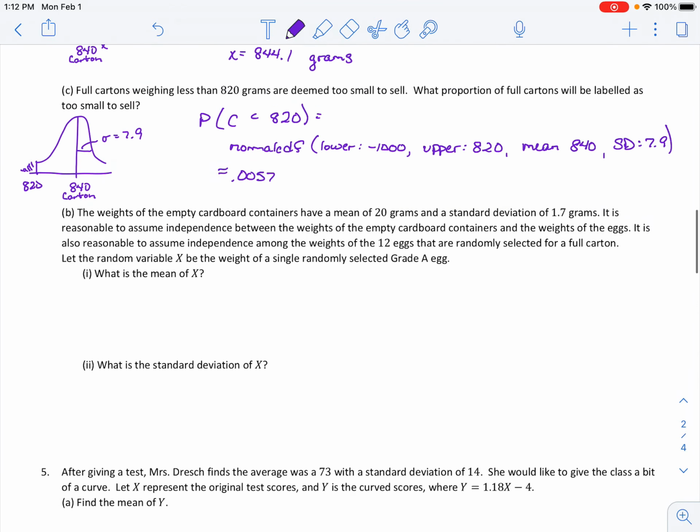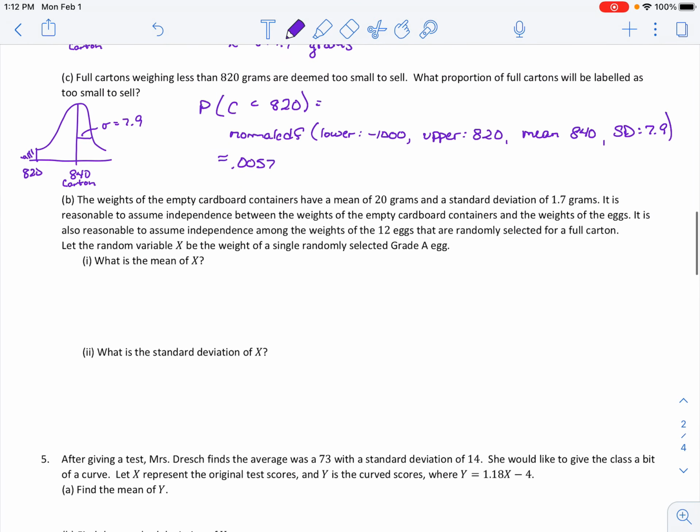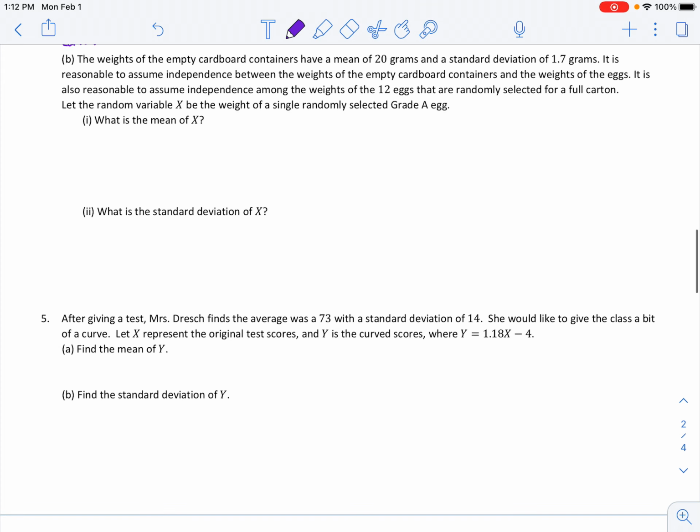So part B, even though there already was a part B, the second part B is the same scenario, but now we get a little more specific information. So rather than just this big combined full carton of the empty carton and the eggs, we now have broken apart that we know the empty cardboard container has this mean and this standard deviation. And we get to assume independence, which is good because we're about to combine some random variables.